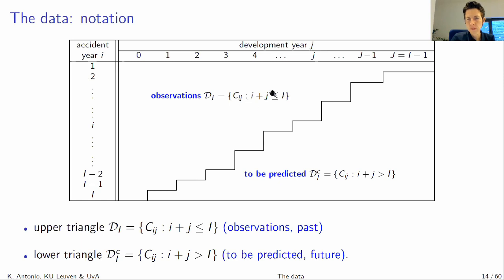You can also mathematically indicate, if you take a combination of a cell I and a cell J, which condition needs to be fulfilled in order to have this cell being observed in the past, or in the future. In my notation, if I plus J is smaller than or equal to capital I, then this would be a cell observed in the past. So for instance, take accident year 1, development year 0: 1 plus 0, that's 1, that's below the most recent accident year, and so on.